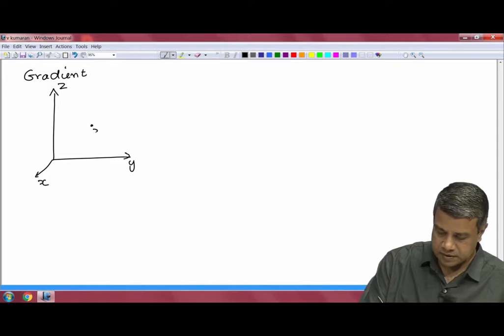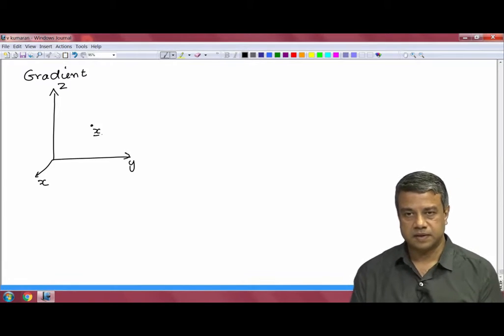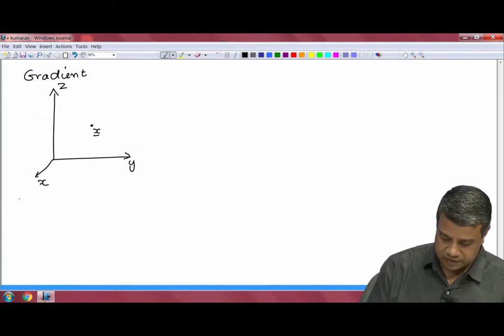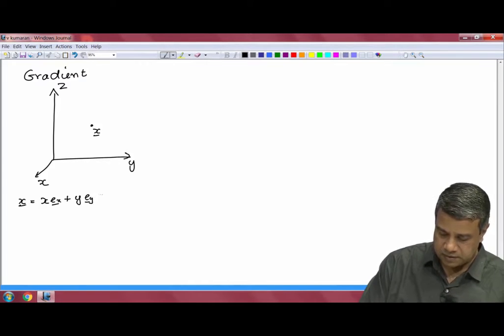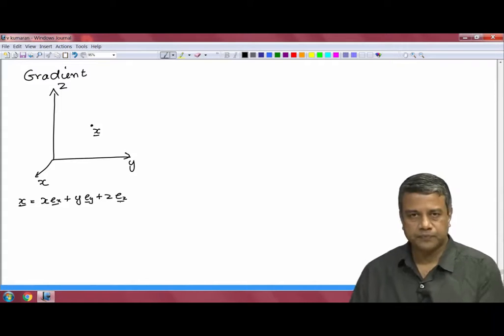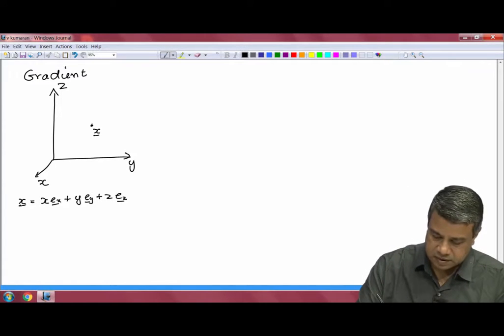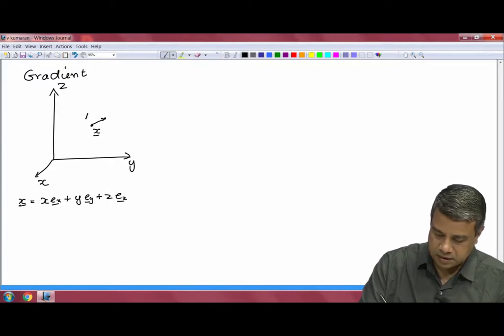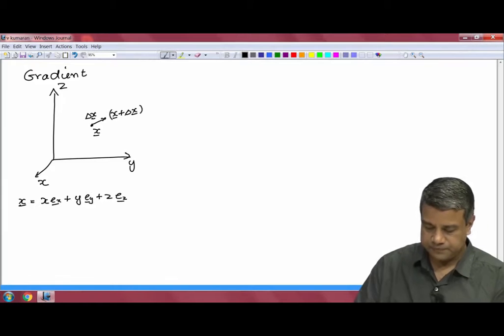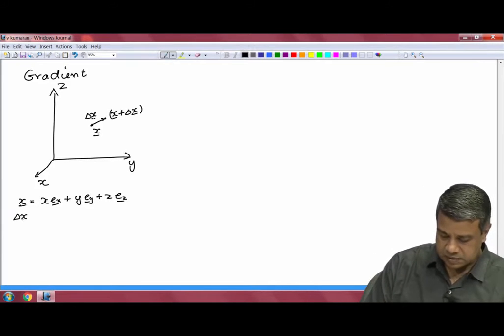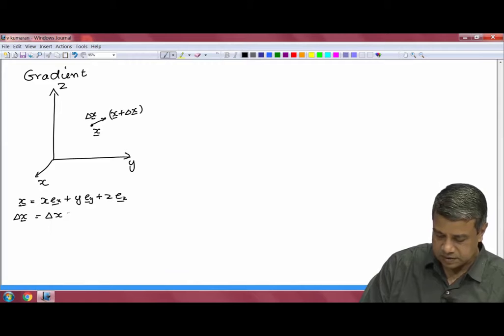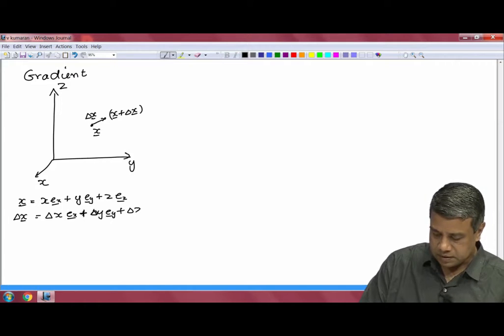If I am at a particular location x vector, where the underline represents a vector, so this x vector is equal to x E x plus y E y plus z E z. And if I move a small distance away from this location, delta x vector, to the new location x plus delta x vector, where this delta x has the displacements delta x E x plus delta y E y plus delta z E z.